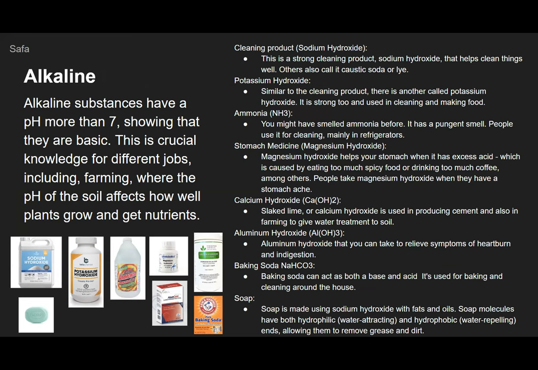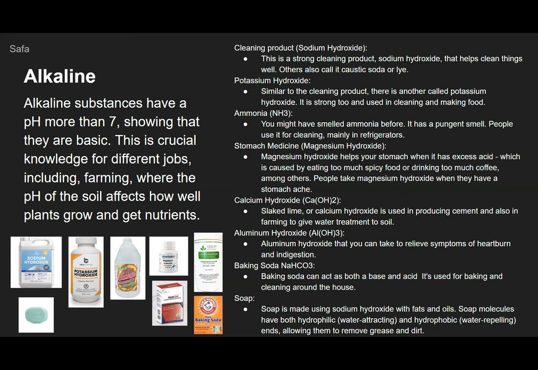This is crucial knowledge for different jobs, including farming, where the pH of the soil affects how well plants grow and get nutrients. Okay, cleaning products, which could be sodium hydroxide. This is a strong cleaning product that helps clean things well. Others also call it caustic soda or lye. Similar to it is potassium hydroxide. It is strong too and is used in cleaning and making food.